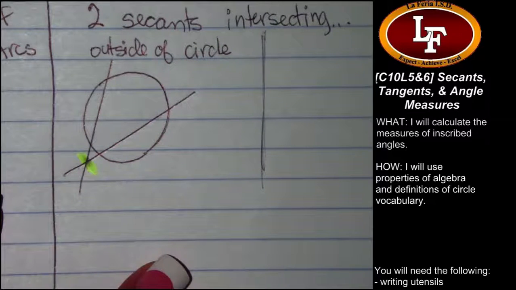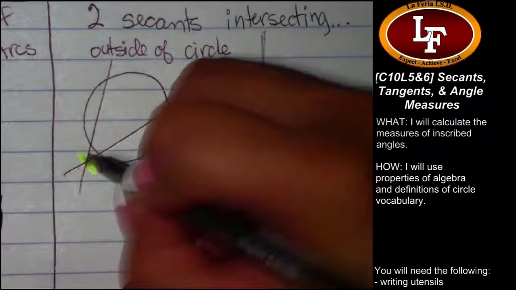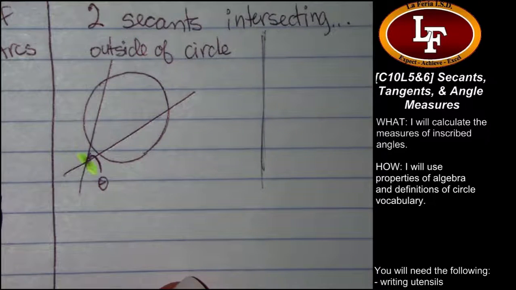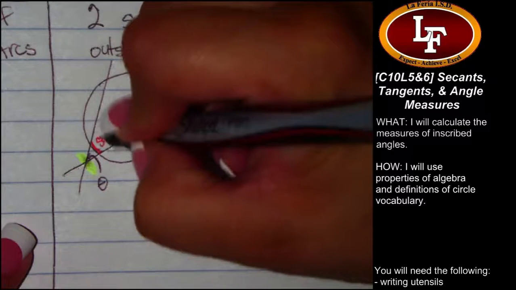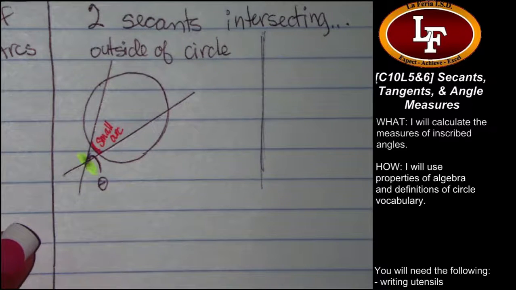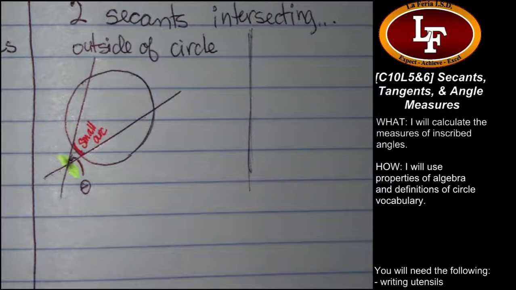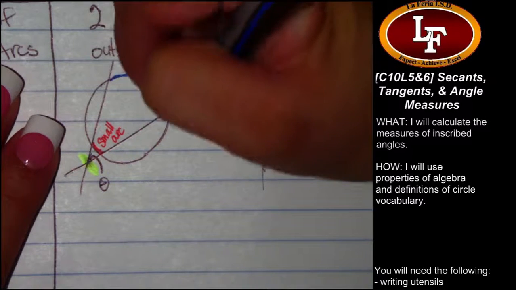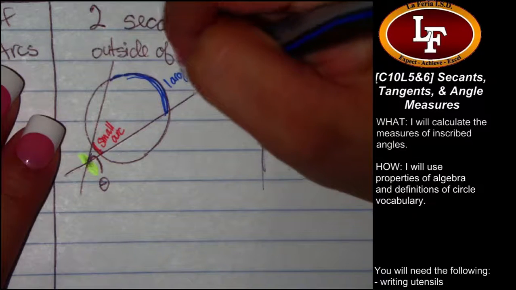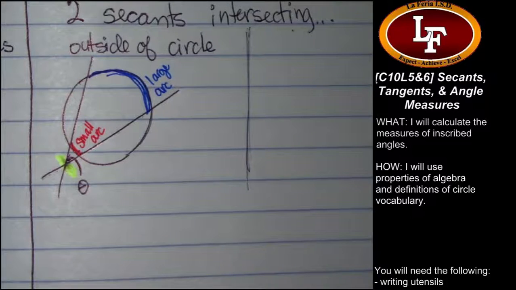When it happens outside the circle, you have three things that get created. Right here, you create an angle measure, which we'll call theta. Right here, you create a small arc, sometimes referred to as a minor arc, but it's not the minor arc from the vocabulary, so I want to give it to you in a different way. So we'll just call it the smaller of the two arcs. And then you have the larger of the two arcs. So those three things get created.